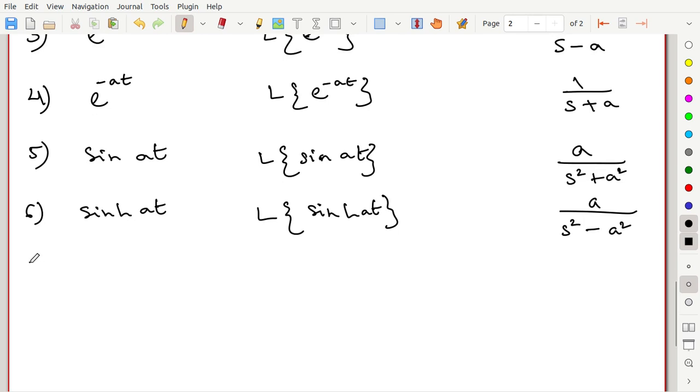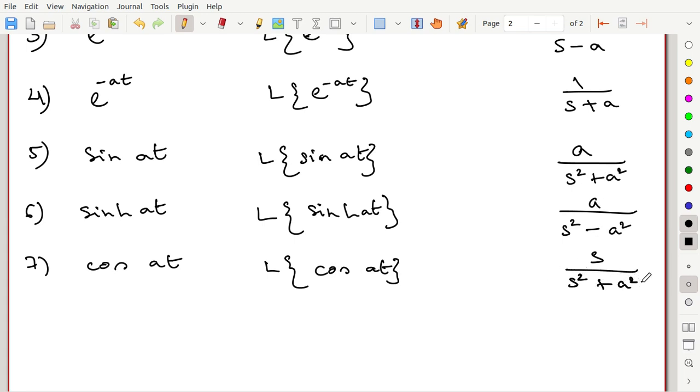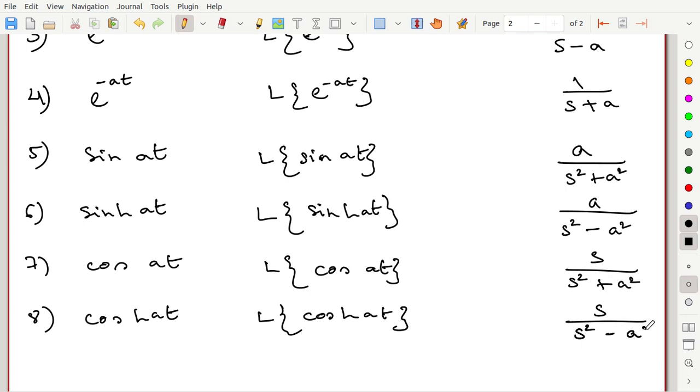For cos at, the Laplace transform of cos at is equal to s in the numerator divided by s square plus a square, since this is a trigonometric function and we have a positive sign here. The eighth one is cosh at. The Laplace transform of cosh at equals s in the numerator, since this is a cos, and since it's a hyperbolic function, we have a negative here, so s square minus a square.